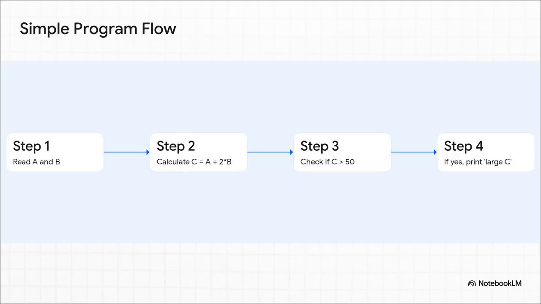Okay, let's look at a super simple program to see how this plays out. First, the program reads a number, A. Then it reads another number, B. It does a little math: C equals A plus 2 times B. Then it hits a fork in the road. If C is greater than 50, it prints a message. If not, it just stops.